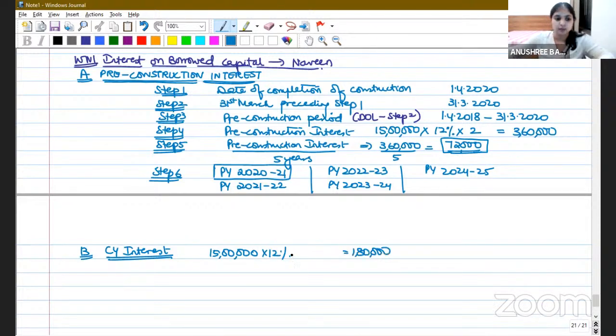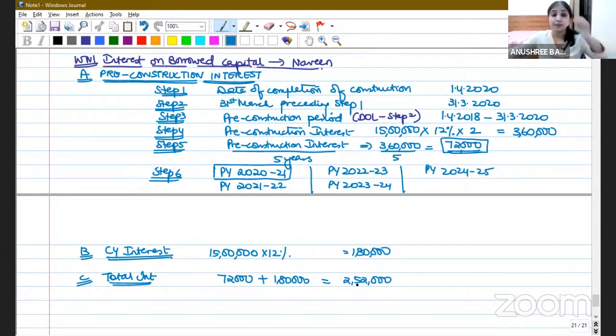1,80,000. So what will the total interest deduction be? We'll have pre-construction interest of 72,000. We'll have current year interest of 1,80,000. So the total interest becomes 2,52,000. But for self-occupied property, we have a limit.